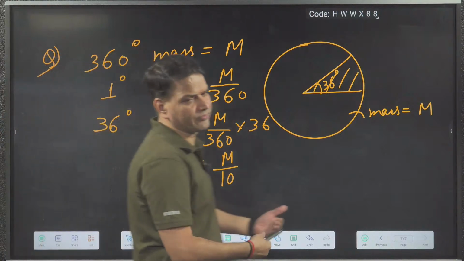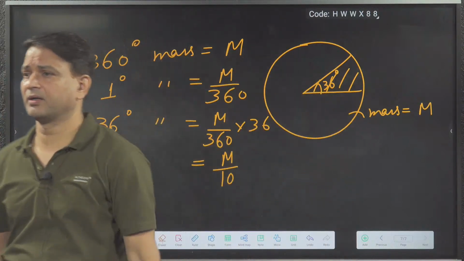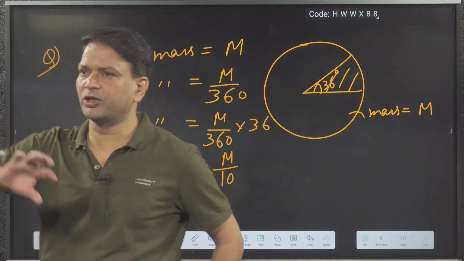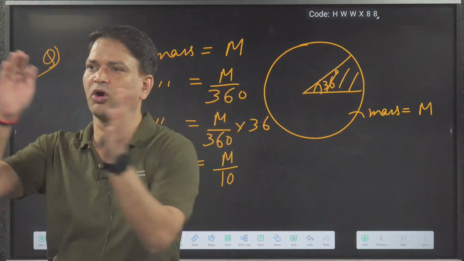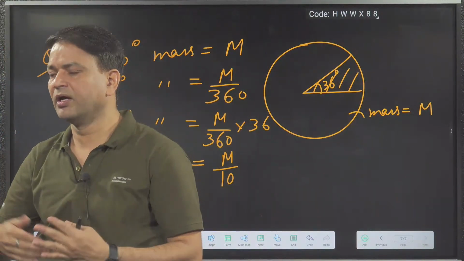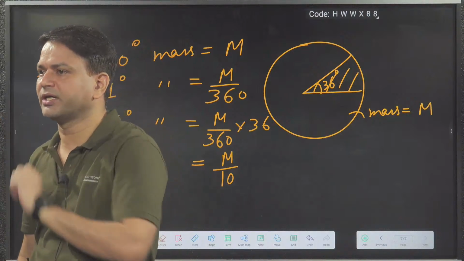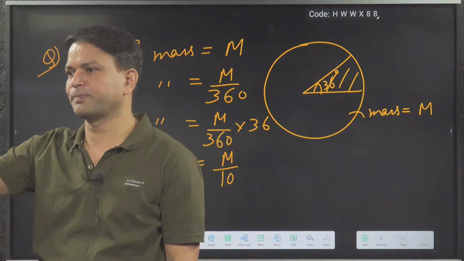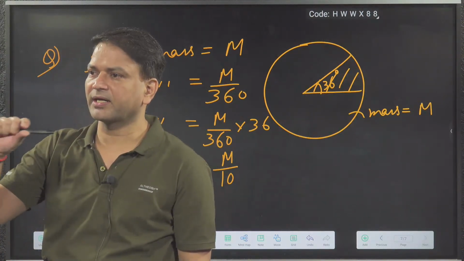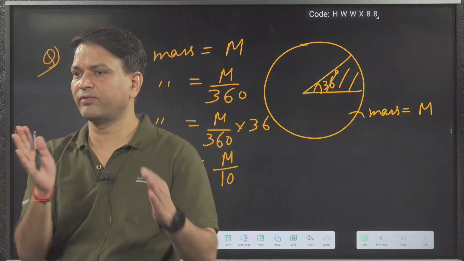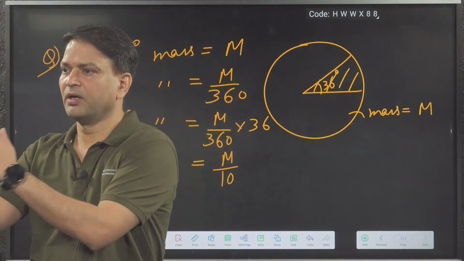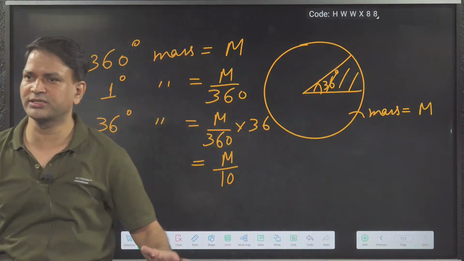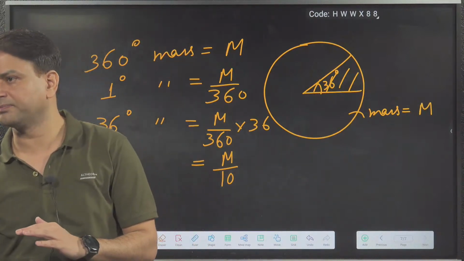If I gave the angle in radian, suppose pi by 10 or pi by 5, whatever, then I will use 2 pi. 2 pi radian mass is M. Here I gave degree, so I directly use degree. Suppose instead of 36 degree I gave pi by 5. What is the mass of that slice? 2 pi radian mass is M, so one radian mass is M by 2 pi. Then we follow the same procedure, only in place of degree we use radian.